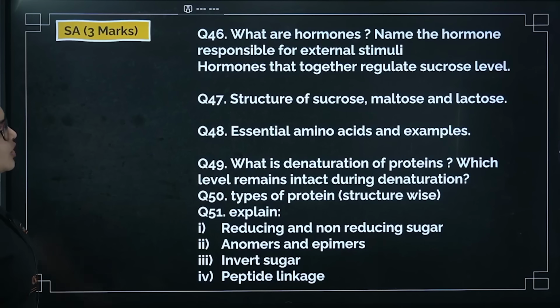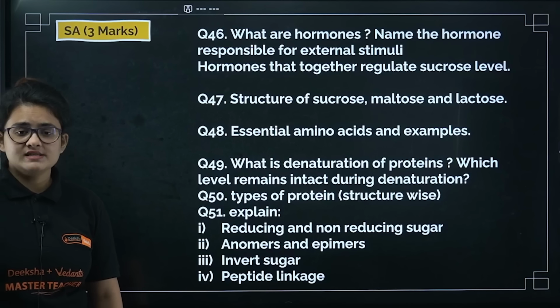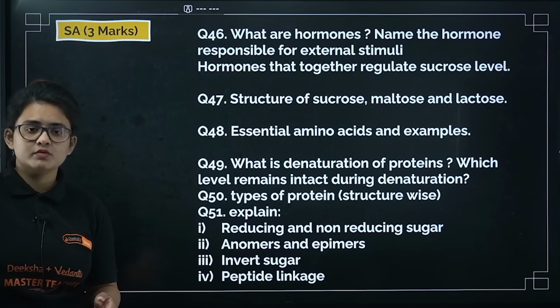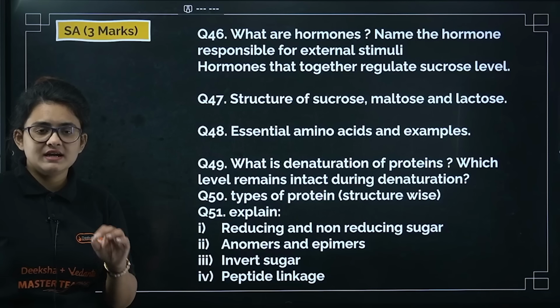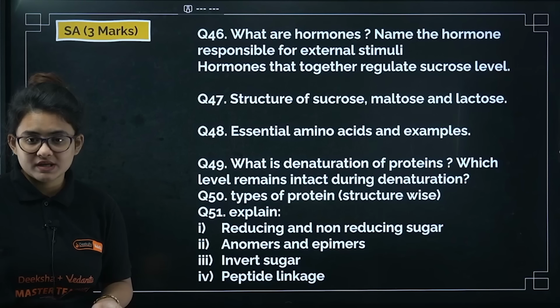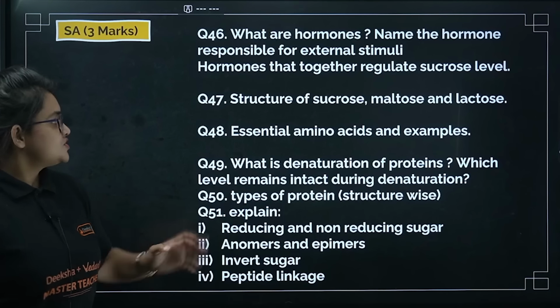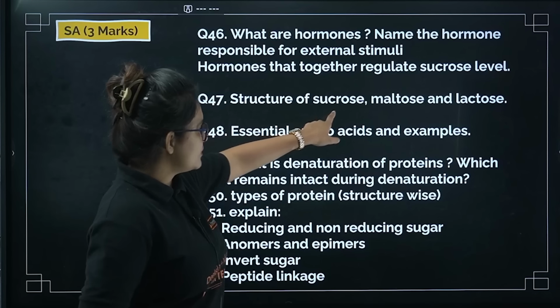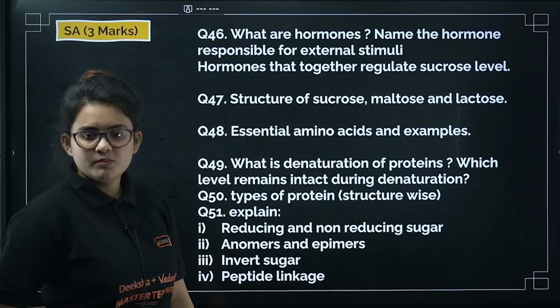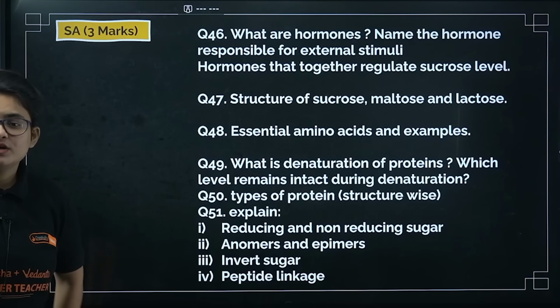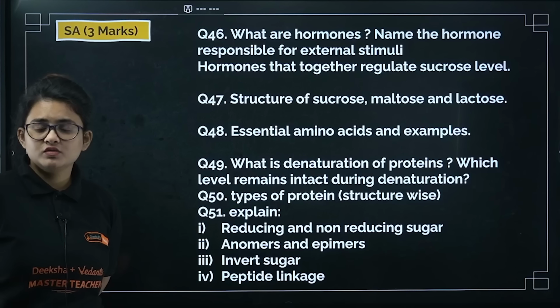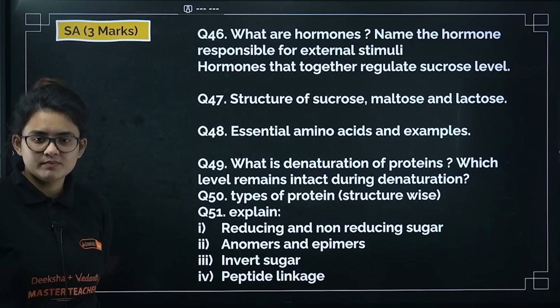Next, what are hormones? For some hormones, they will give you the name and they may ask you a random question. They can ask from the hormones, like they will just take the name of a disease and ask the reason behind it. Okay, so Haworth structures for sucrose, maltose and lactose are very important. Okay, essential amino acids and non-essential amino acids, both are important with examples.